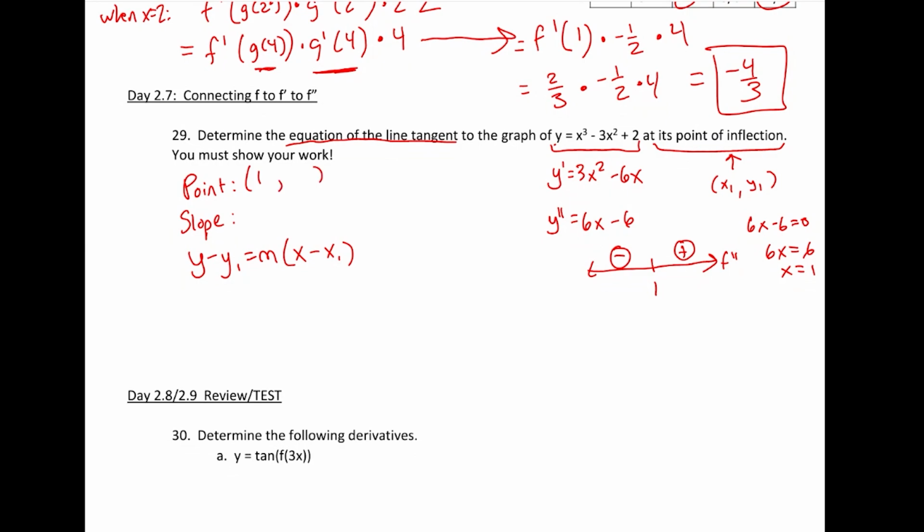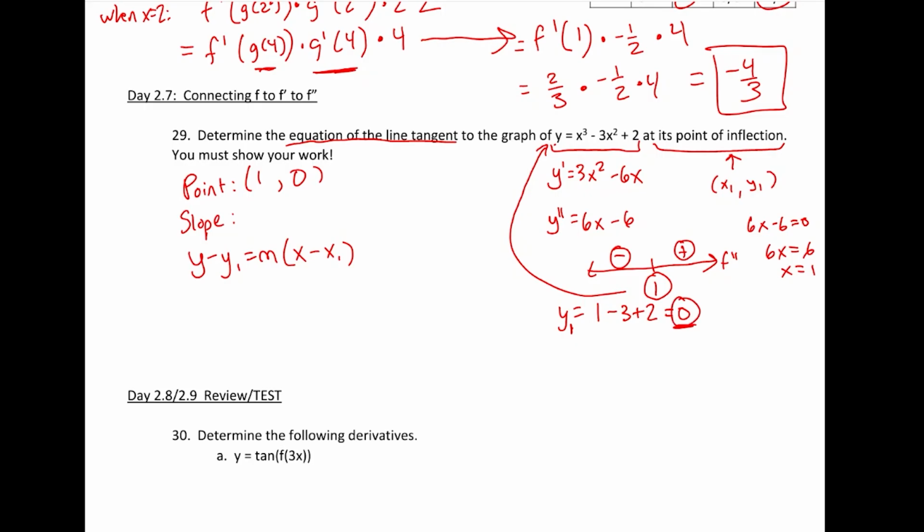Now to find the y coordinate of that point, we need to take that 1 and plug it back into the original function. So y equals 1 minus 3 plus 2. 1 minus 3 is negative 2. Plus 2 is 0. So that is going to be our y1. That's going to be the y coordinate of the point of inflection. So our point of inflection is at 1, 0.